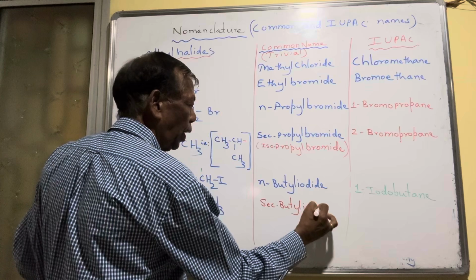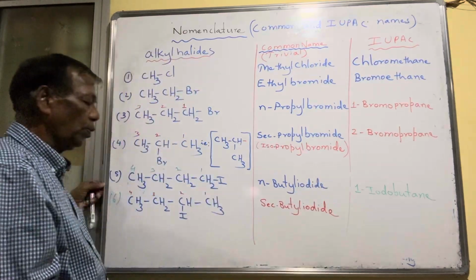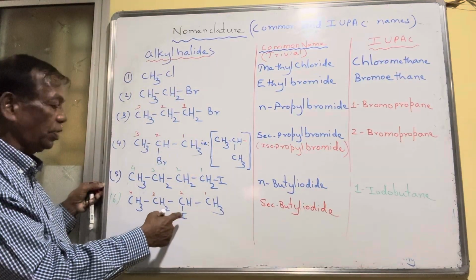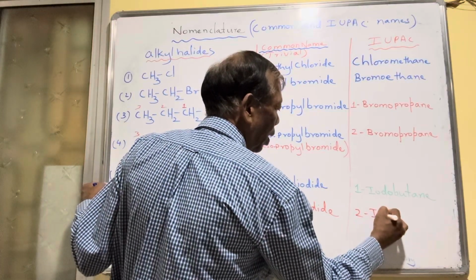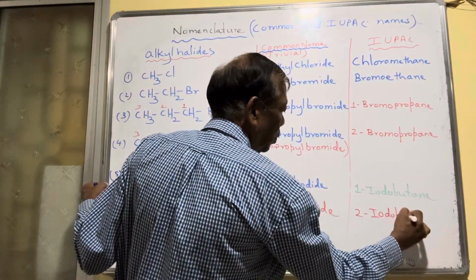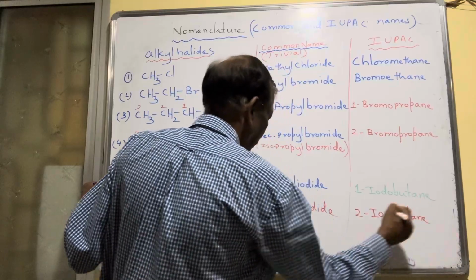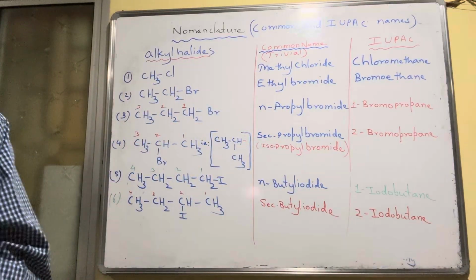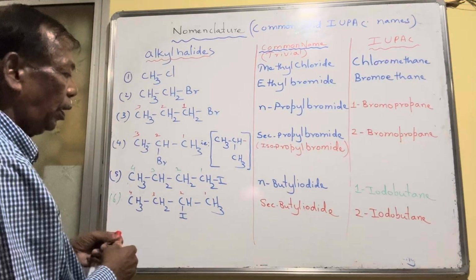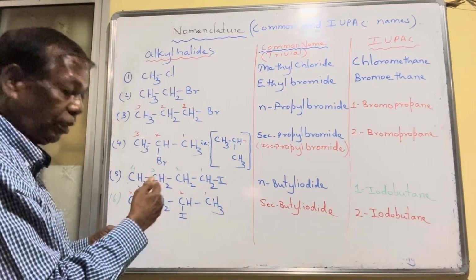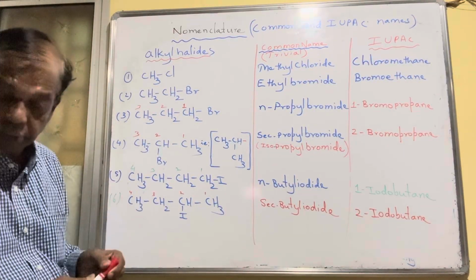According to the IUPAC name, this is read as 2-iodobutane. I can call it 2-iodobutane. Okay, secondary is written as sec. At once you should know that it is secondary. Now here, this compound, let me try to write within this.